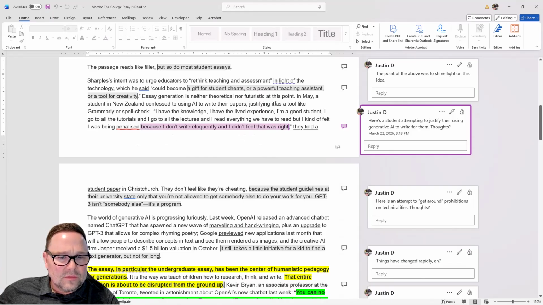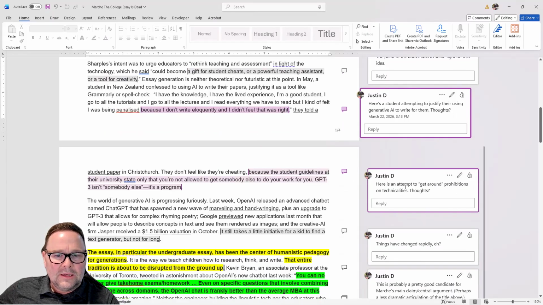Let's see, where is it here? Is it somewhere else? Confess to using AI to write their papers, justifying it as a tool like Grammarly or spell check. I have the knowledge, I have the lived experience. I'm a good student. I go to all the tutorials, I go to all the lectures, and I read everything we have to read. So you feel like if you've done all that, but I still want to do it anyway. Is that right? That's something I think you could react to. That's something perhaps you could respond to disciplinarily.